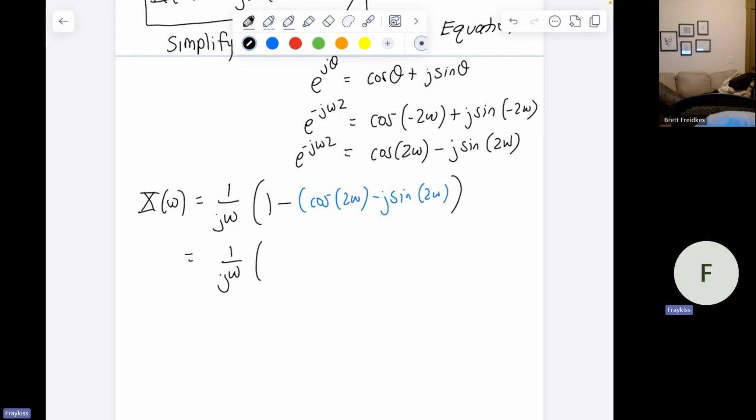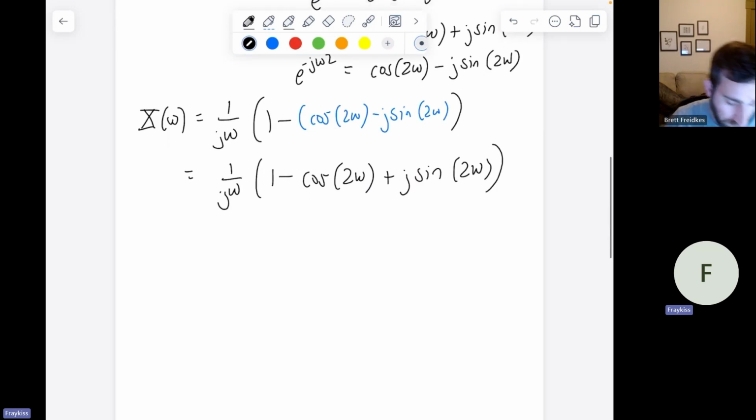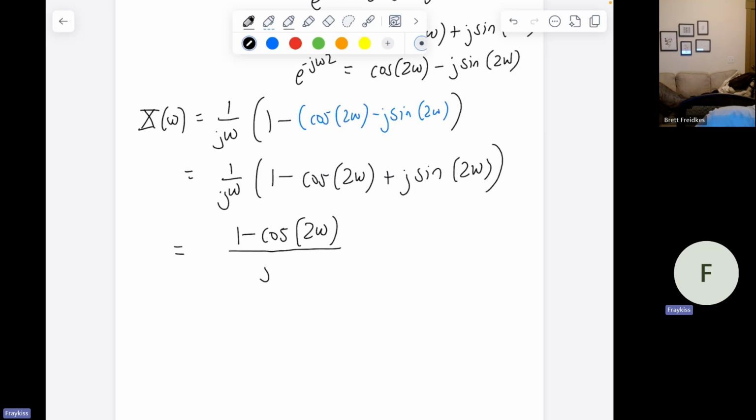And I'll distribute that negative. It'll be 1 minus cosine of 2 omega plus j sine of 2 omega. All I did there was distribute the negative sign to the blue parentheses. I'm going to go ahead and also distribute the 1 over j omega. I'm going to include the 1 with the cosine of 2 omega term. We'll see why.